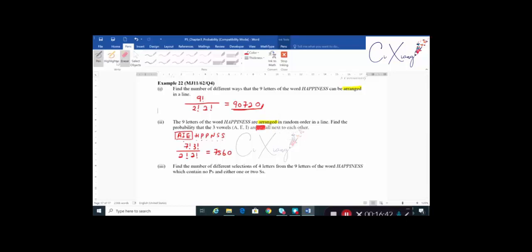Alright, okay, then now let us remove the shaded area here. So they are now asking for not all next to each other, and they are asking for probability. Okay, so the probability for all next to each other is 7560 divided by the total without restriction. So this is actually the total without restriction, 90720, and not all next to each other means that you have to take 1 minus this probability. Alright, so if you get the answer correctly, it should be 0.917.